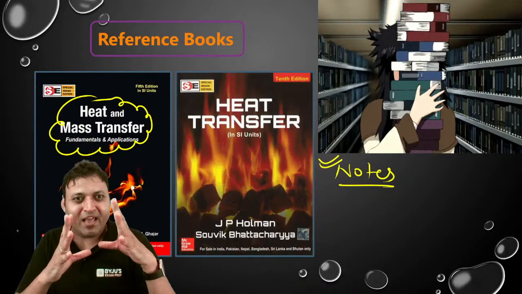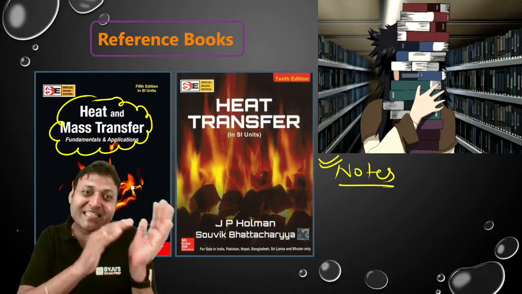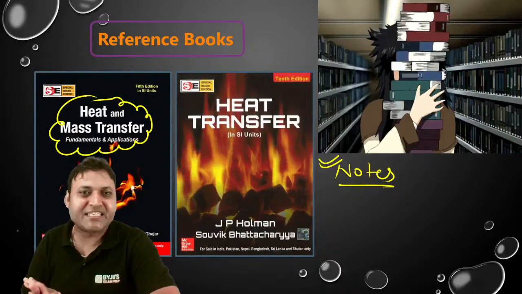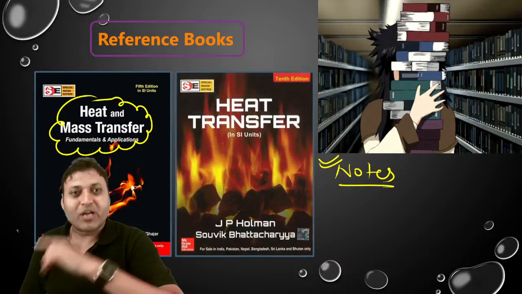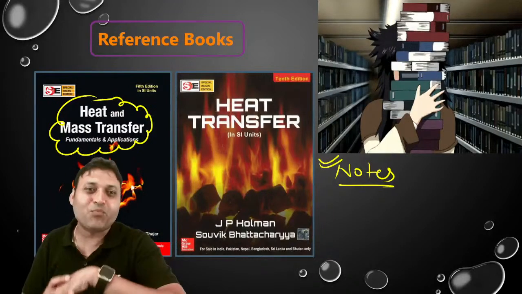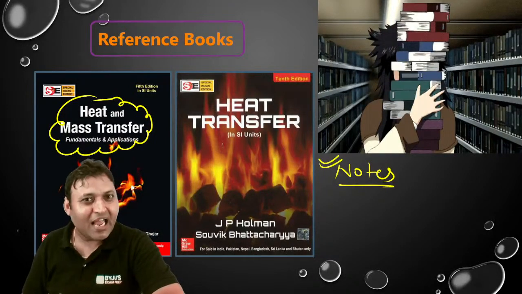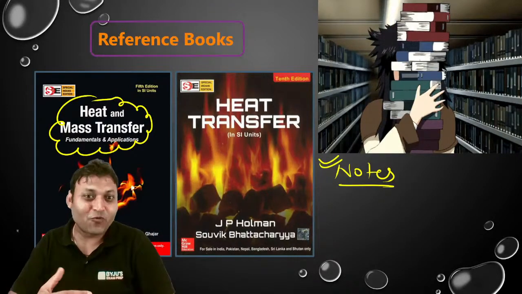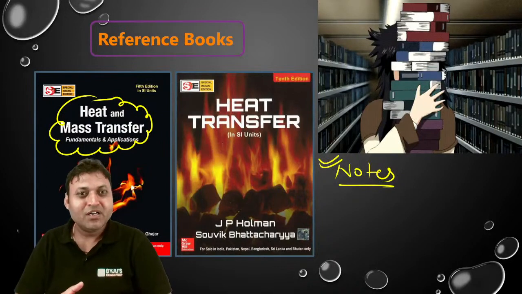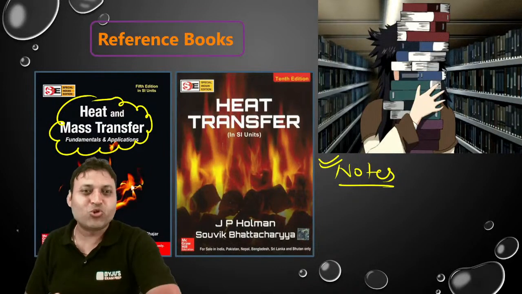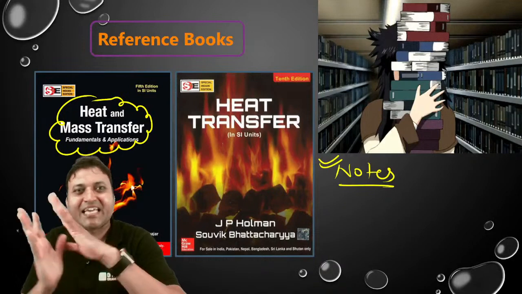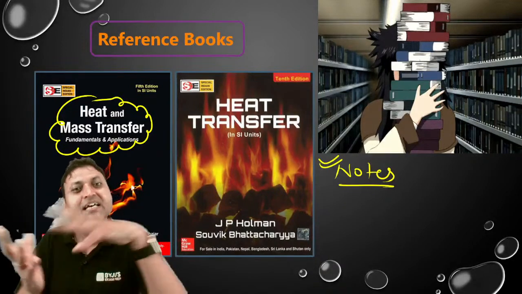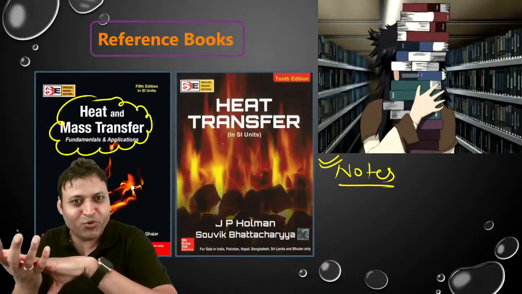The only difference is the way of representation, the way of presentation. So if you like, first of all, go through that book, Cengel, and if you feel positive about that book, then only purchase it and keep it as a reference book. Otherwise, J.P. Holman is also a great book.